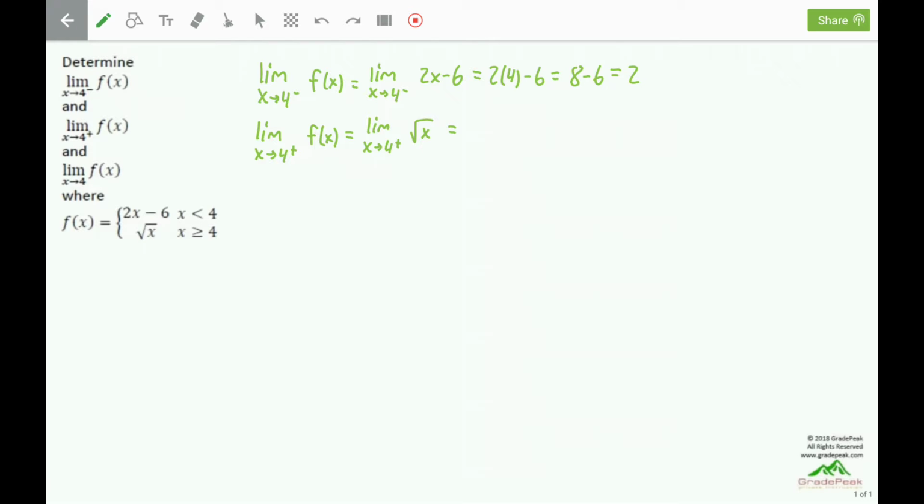And now we can try plugging a 4 in for each of the x's. That will give us the square root of 4. This is not the 0 over 0 indeterminate form. It's therefore determinate, and it comes out to a 2.